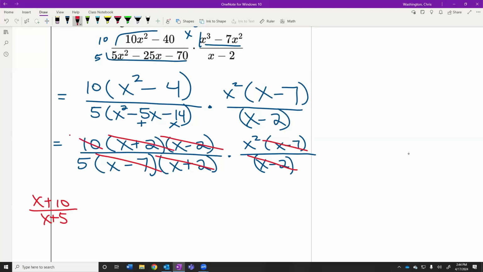5 goes into 10 two times, and 5 goes into 5 one time. So we do get 2, 10 divided by 5 is just 2. So we get 2x squared on top, there's the x squared left over here. And there's technically just a 1 left over on the bottom, which we really don't have to write, the 1 on the bottom.